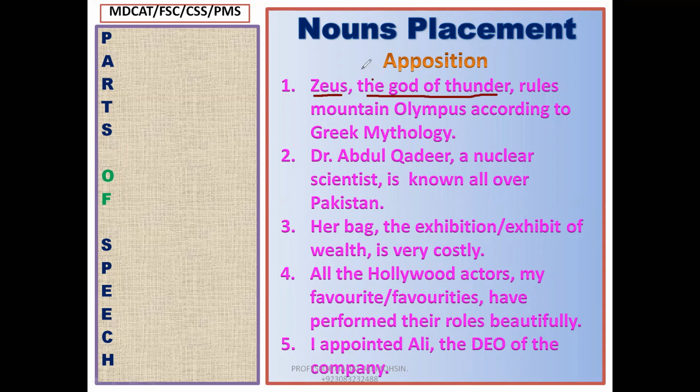Now, this is the noun. It can be a noun. This elaborating word or elaborating phrase is called an appositive noun or appositive phrase. What is the role of it? It elaborates the first noun. And the other thing is that punctuation marks are used before and after these nouns or phrases.